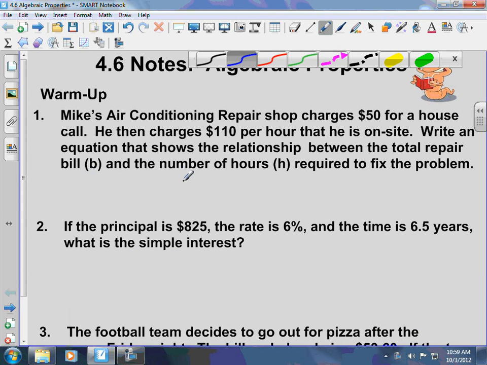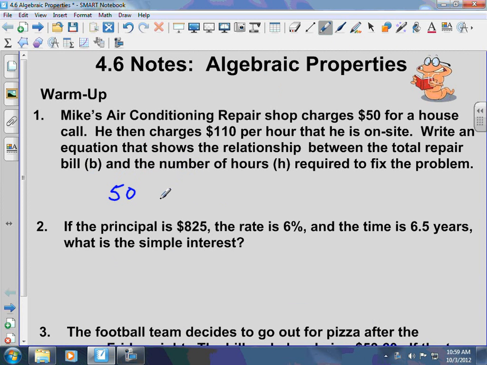Okay, Mike's Air Conditioning Repair Shop charged $50 for a house call and then charged $110 per hour. $50 is not going to change. $110 per hour will change depending on how many hours he is there. That equals your bill. Okay. Constant plus coefficient equals total.